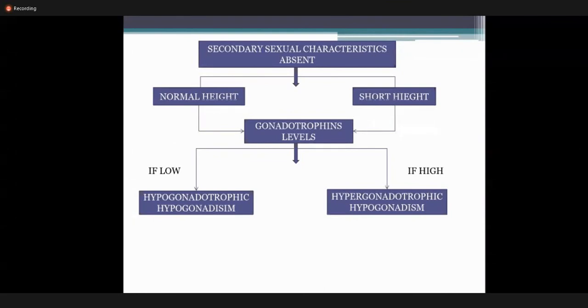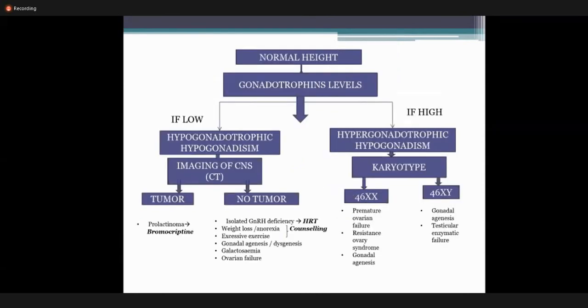If the secondary sexual characteristics are absent, then the next step is to check the height of the patient. Is the girl of normal height or of a short height? Check their gonadotropin levels. If the gonadotropin levels, that is FSH and LH levels, are low, it is hypogonadotropic hypogonadism. If the FSH and LH levels are high, it is hypergonadotropic hypogonadism. Then comes patients with normal height. Again, check their gonadotropin levels and classify them into hypogonadotropic or hypergonadotropic.